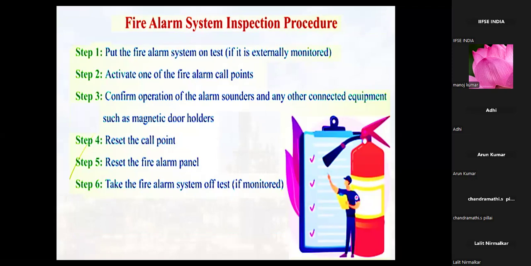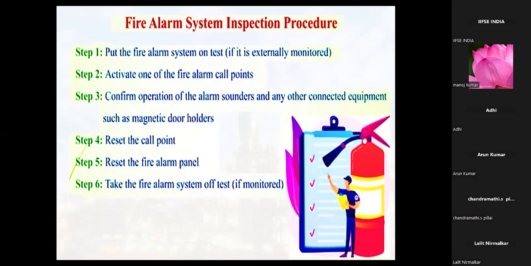Before you put the fire alarm system on test, you need to notify all the departments that it is a routine check or routine maintenance to check the feasibility of the system. Then activate one of the fire alarm call points, and confirm the operation of alarm sounders and other connected equipment such as magnetic door holders. Now, this is one of the problems in the airport.